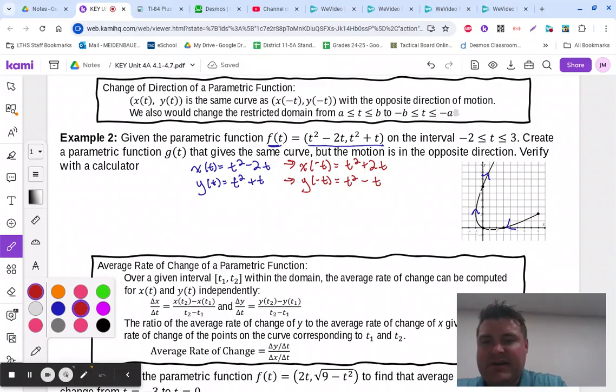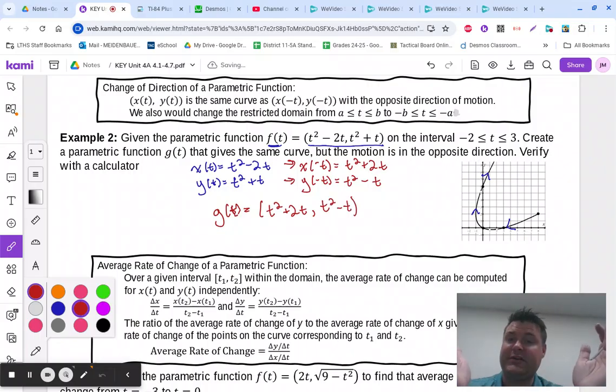So my function now, g of t, looks really ugly, but just gotta deal with it. It is going to be t squared plus 2t, comma, t squared minus t. And then this is important: the restriction has got to change now. Now our restriction is going to be negative 3, because our further right restriction becomes negative and goes left.